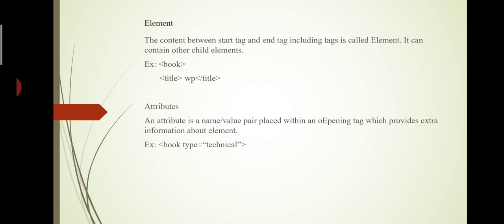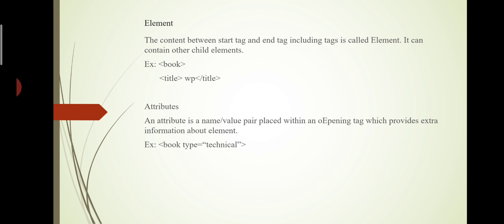Coming to the element, the content between the start tag and the end tag, including the tags, is called the element. It can contain other child elements. So here book is one of the elements which is treated as a child of books. Title is a child of book.